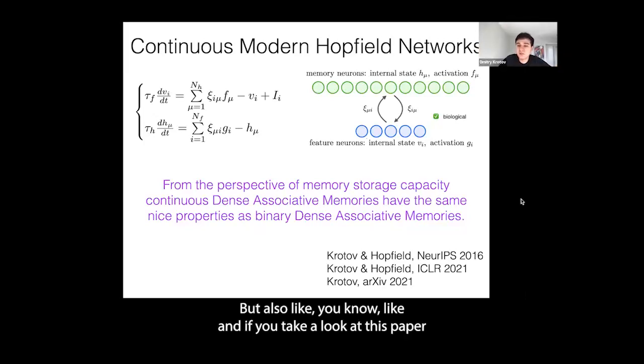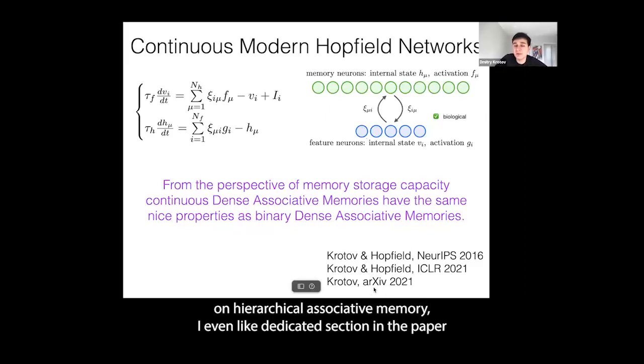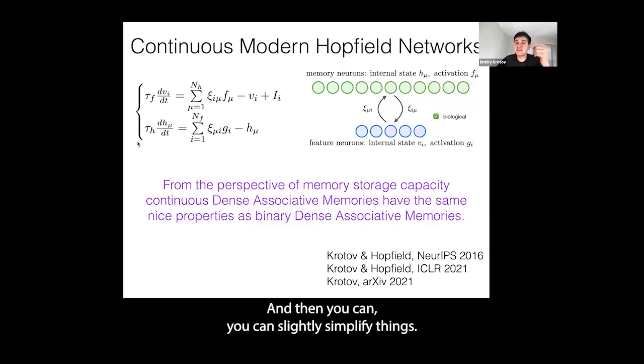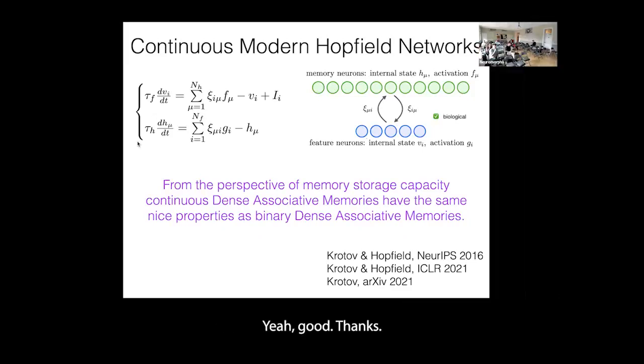Yeah, but also, if you take a look at this paper on hierarchical associative memory, I even dedicate a section in that paper to analyzing what I call an adiabatic limit of those equations. The adiabatic limit corresponds to the situation when the time constant in the very highest layer of the network is very small. Then you can slightly simplify things. You can integrate out this top layer entirely. But the remaining system is still very nonlinear and complex, with a bunch of fixed points. Right. Yeah. Good. Thanks.